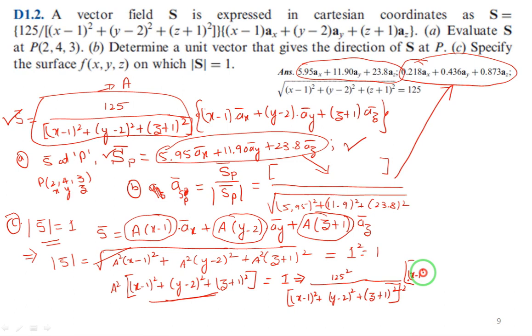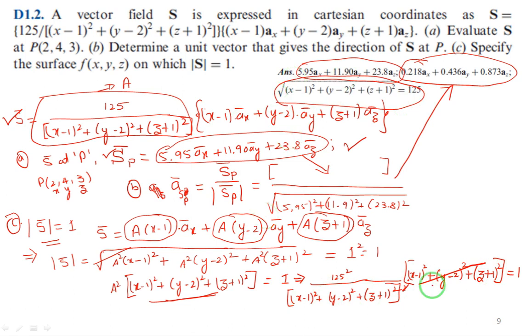x minus 1 whole square plus y minus 2 whole square plus z plus 1 whole square equated to 1. I hope you are following what I am doing. Observe this term, this entire thing, let me call it b square, and this is b. So this entire term and square will get cancelled. What I am left with is 125 square is equal to, take this term to that side. If you want the textbook answer, what they have given, this is the textbook answer, 125 is equal to.